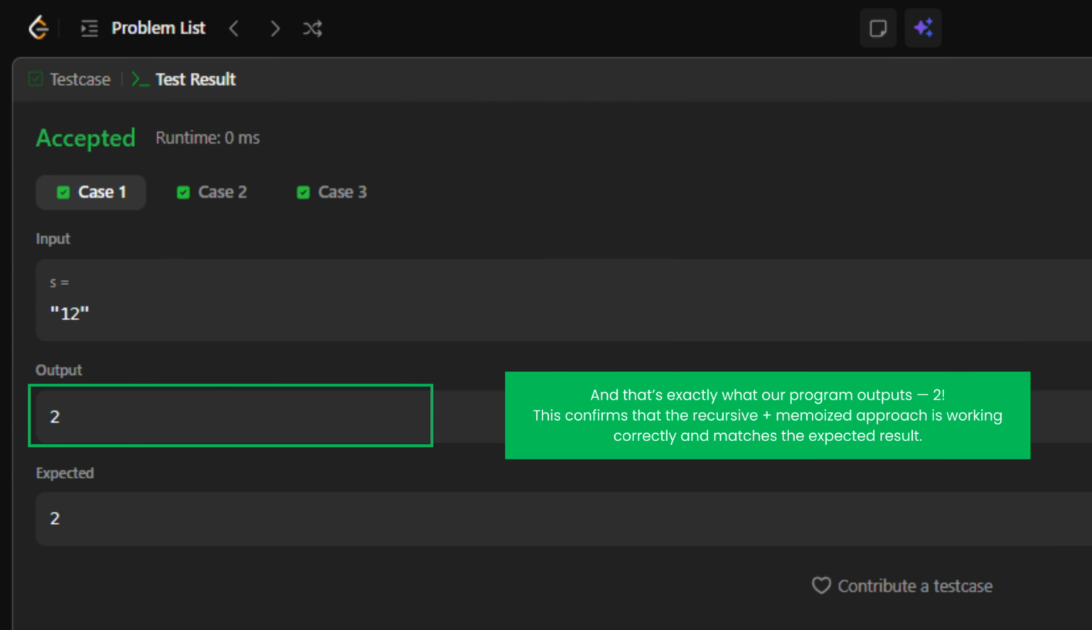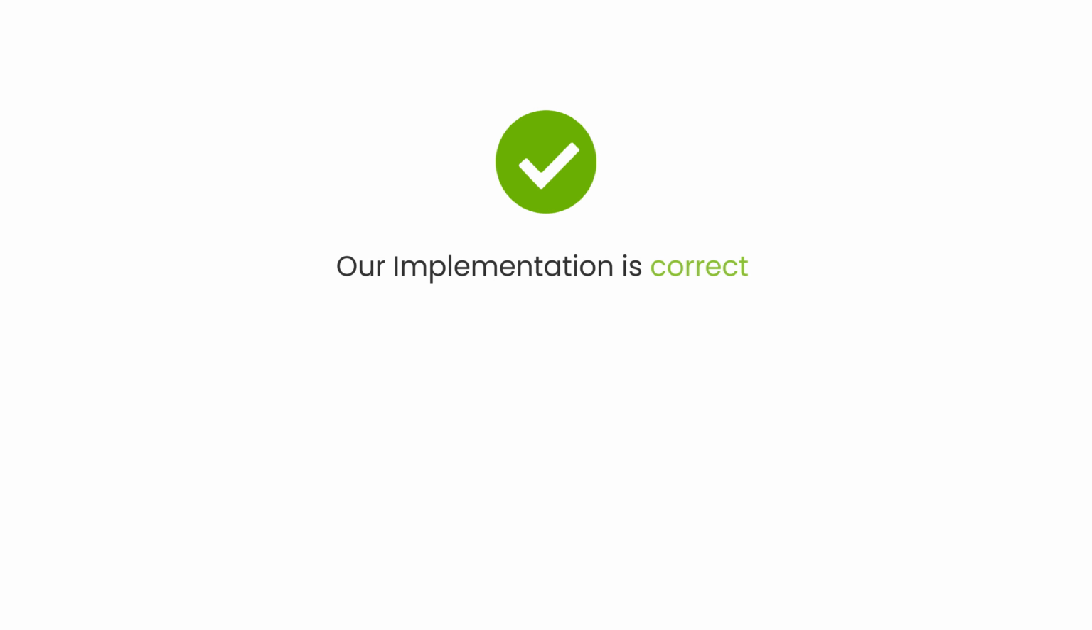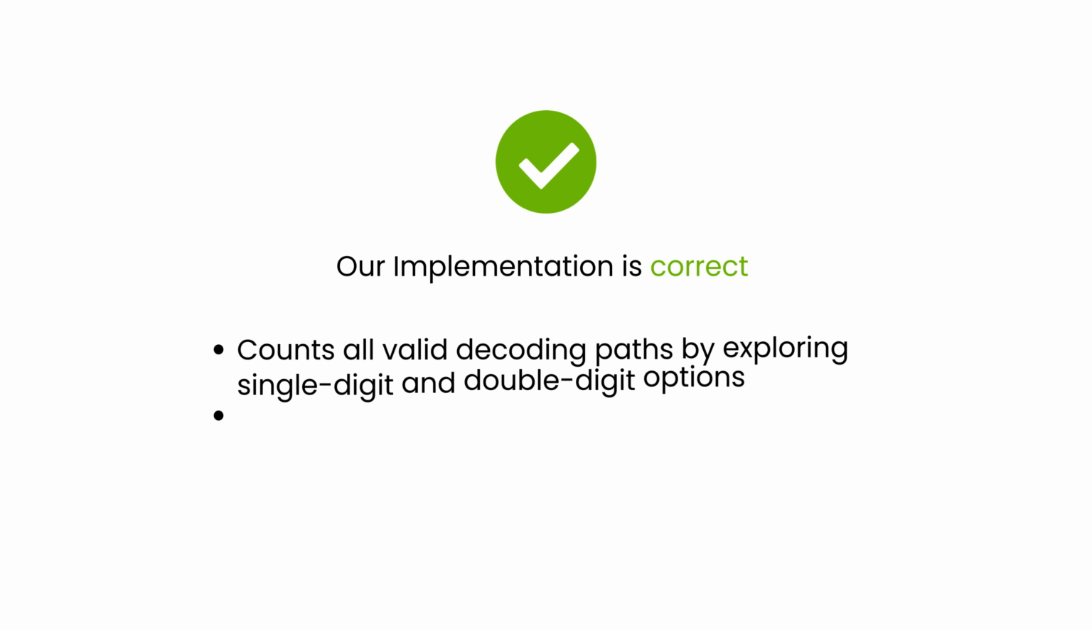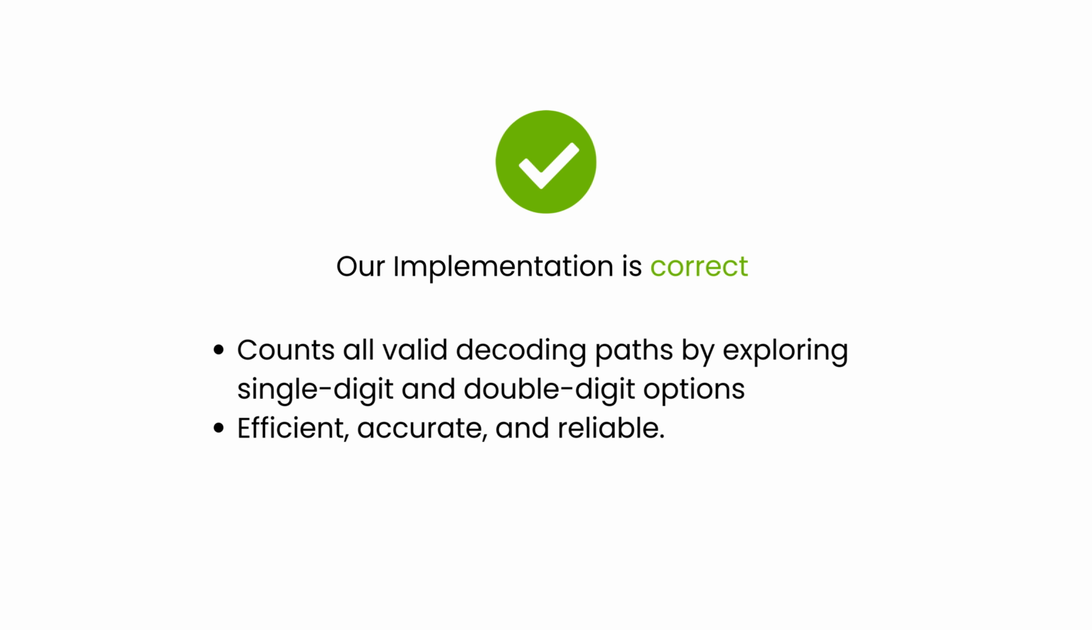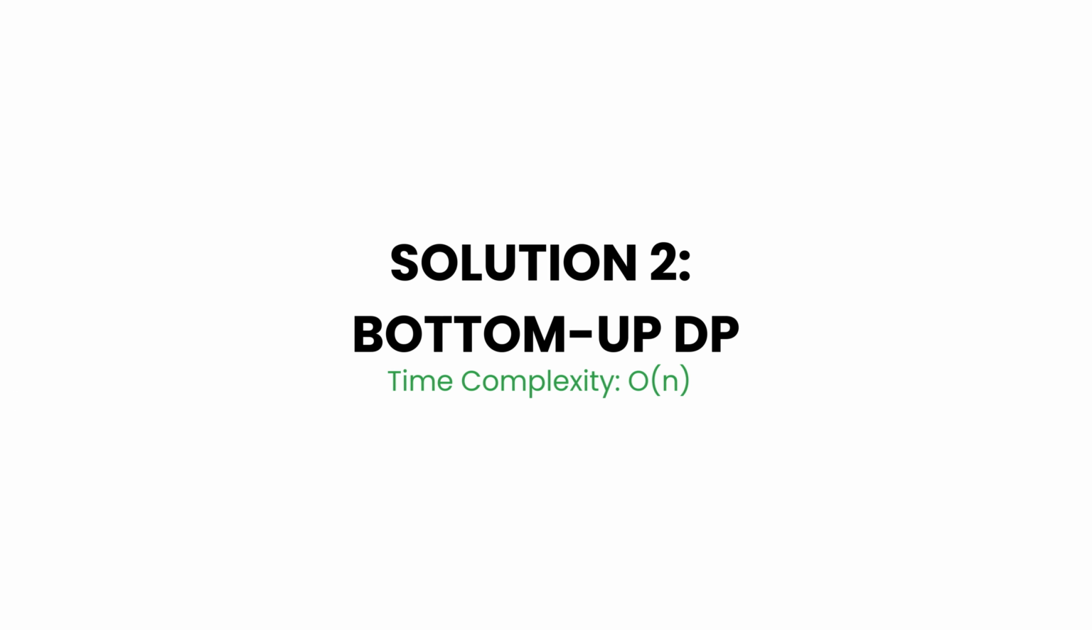And that's exactly what our program outputs, too. This confirms that the recursive plus memoized approach is working correctly and matches the expected result. Wrap up. So, our implementation is correct. The algorithm successfully counts all valid decoding paths by exploring single-digit and double-digit options, efficient, accurate, and reliable. Approach: bottom-up DP.